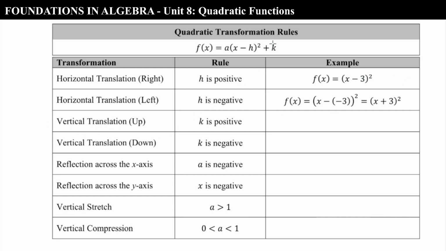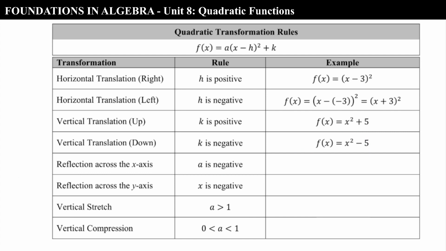The k value is the y value of our vertex, and that is going to tell us if we're going up or down. This is much easier to follow. It's simply the number that follows after the square. If it's positive, such as plus 5, we're going up. Here we're going up 5 units. If it's negative, we're going down those 5 units.